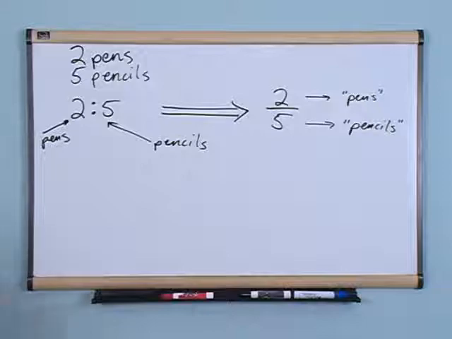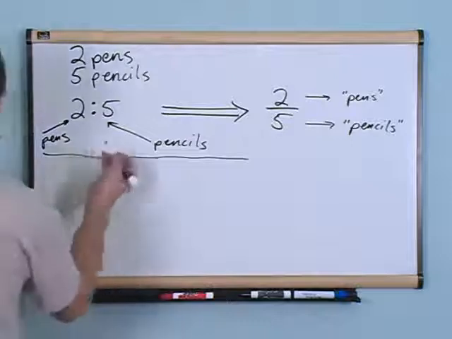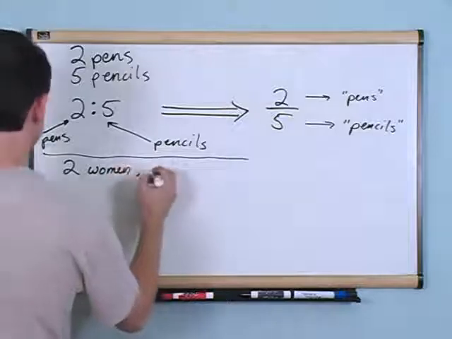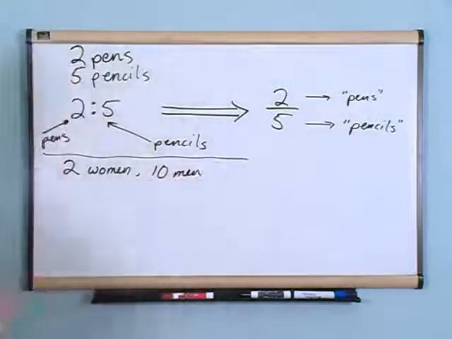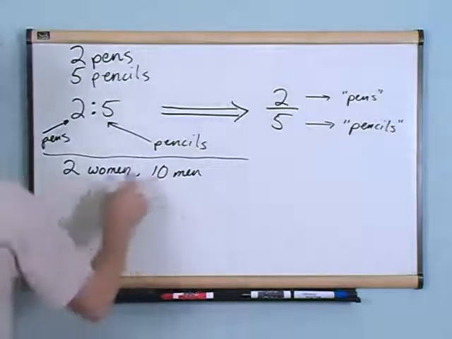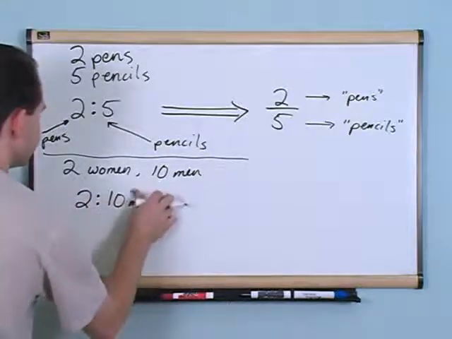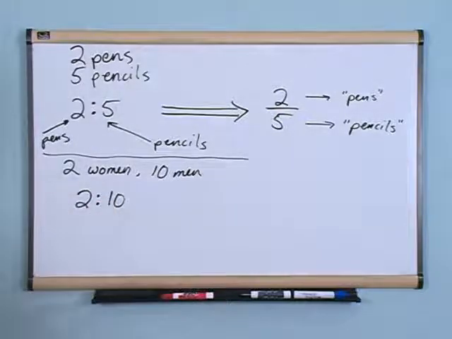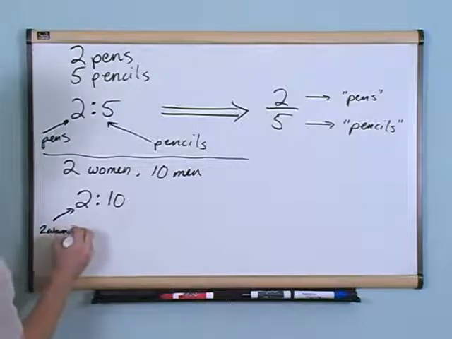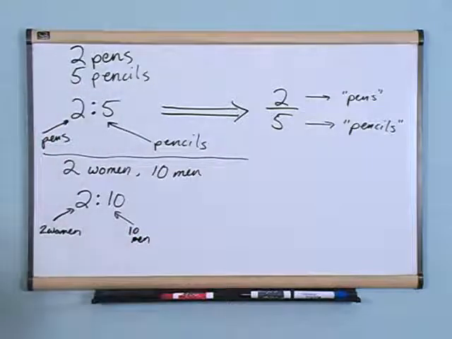Now let's pick another ratio, let's get a couple more examples. Let's say you have, in a room, 2 women and 10 men. 2 women and 10 men. What is the ratio of women to men? Well, it's 2 women to 10 men. Just write it like this: 2 colon 10. That means that there's 2 women for every 10 men.